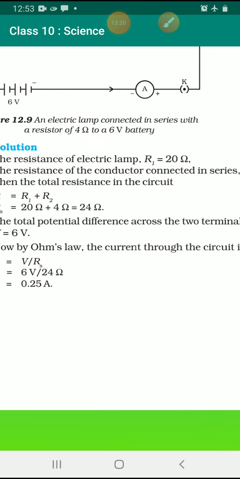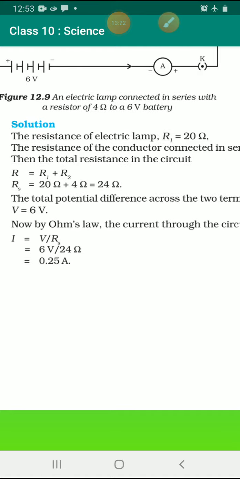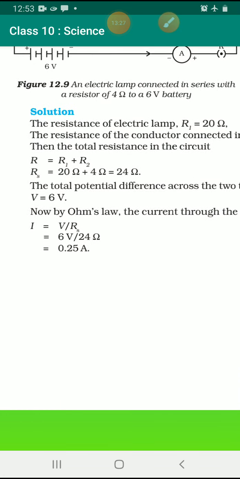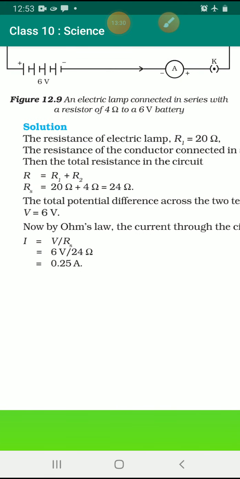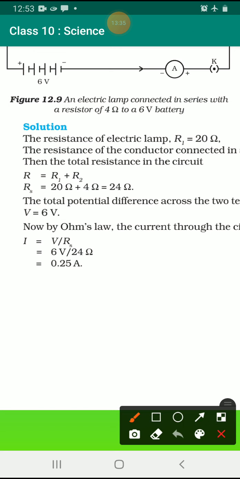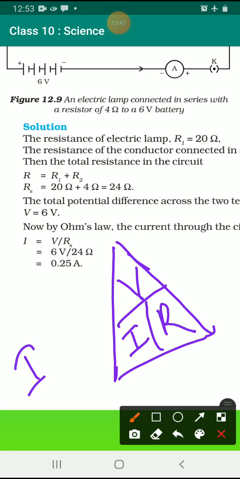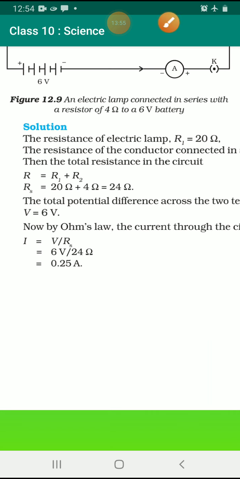The total potential difference across the terminals of the battery, V, is equal to 6 volt, because he has given a 6 volt battery. We need to find the current. Remember the pyramid: V, I, R. Here we need to find the current, so I is equal to V by R.